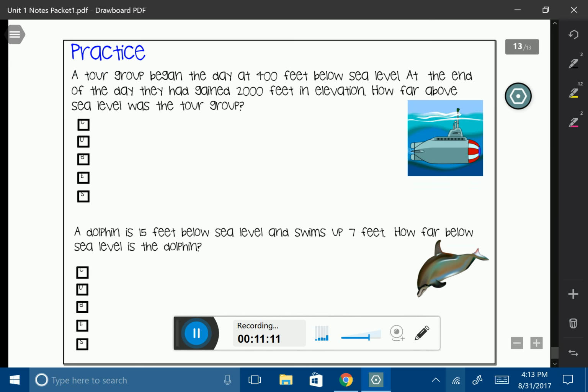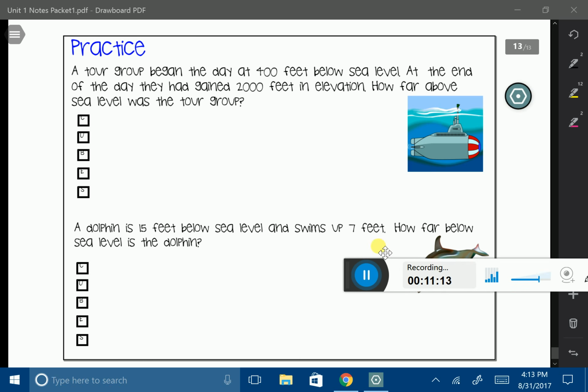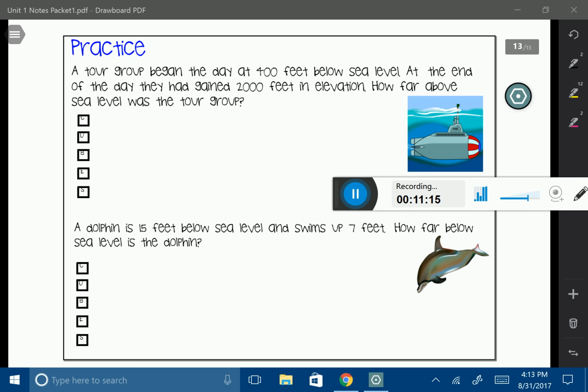All right, here are 2 practice problems. This is a great time to pause the video and see if you can try these on your own. I am going to walk you through these, and we're going to use our cubes. And I even put the little cubes on the side so you can check them off as you work through the problems. So take a moment, pause the video, and work through these problems.